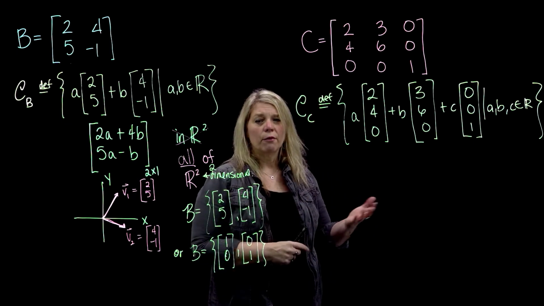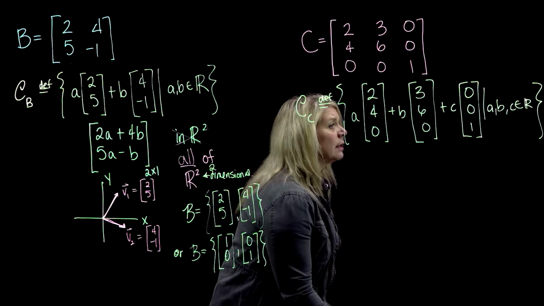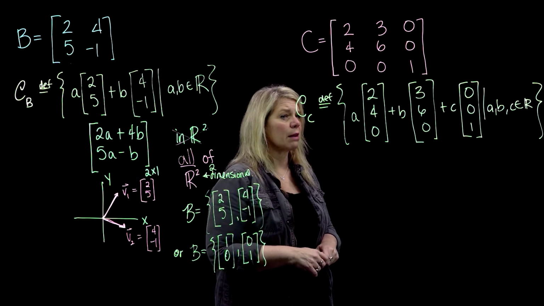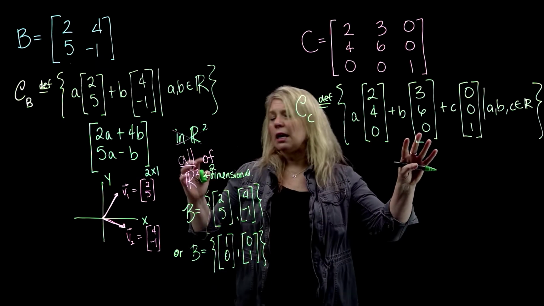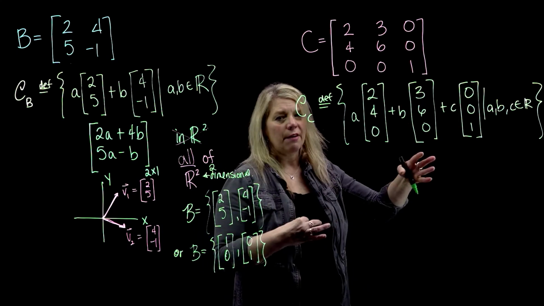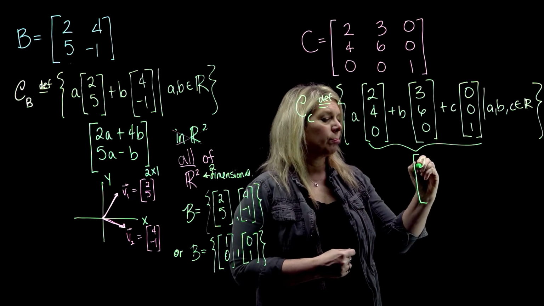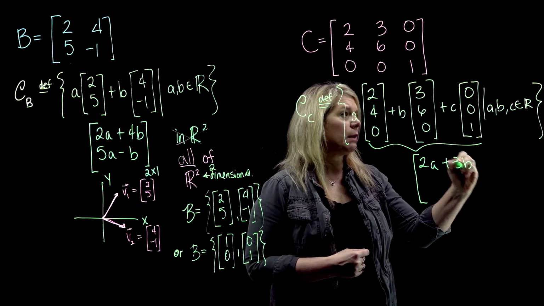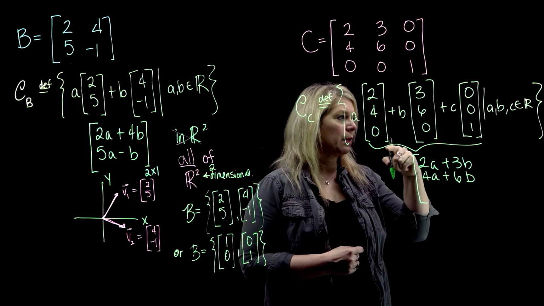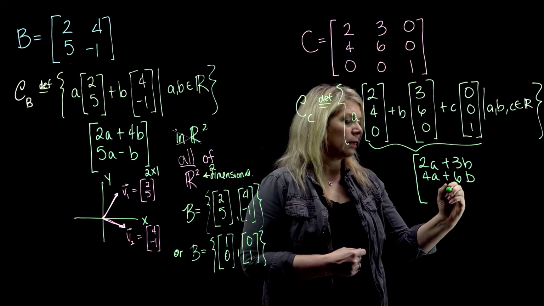All right, let's do the same thing for this example here. We're going to think about describing this column space geometrically, and then the real purpose would be so that we can find a basis for this column space. So I'm going to do the same thing here that I did over there to start with. Just do this scalar multiplication and vector addition. So I'm going to just write this down. 2a plus 3b plus 0, 4a plus 6b plus 0. And then in the third entry, I'll have 0 plus 0 plus c.